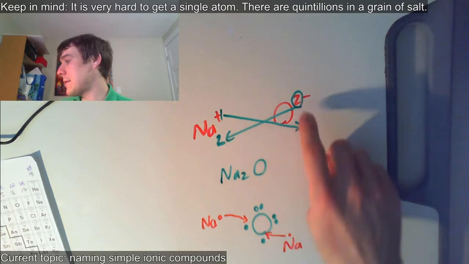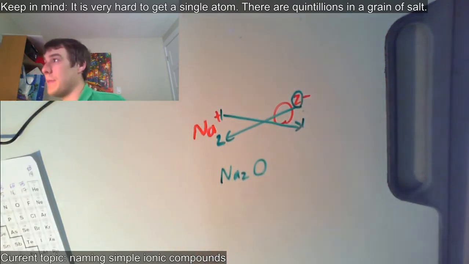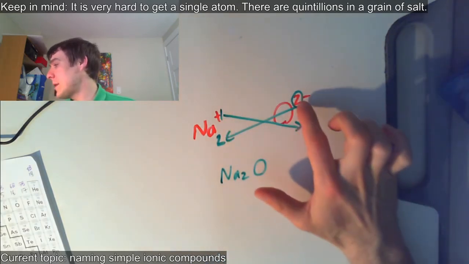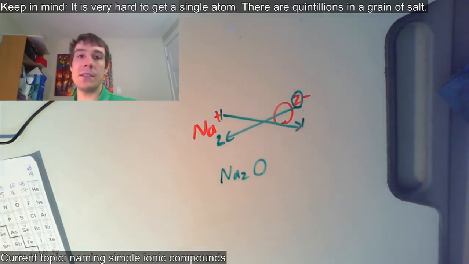So this is predictive. The reason that the crisscross method works is it's literally cross multiplication, like in math, because 1 times 2 is equal to 2 times 1. And we want to balance the charges.